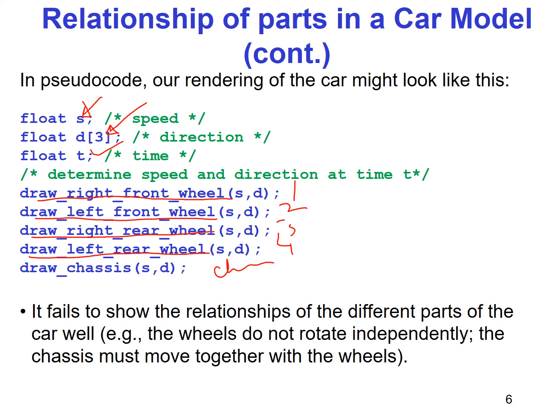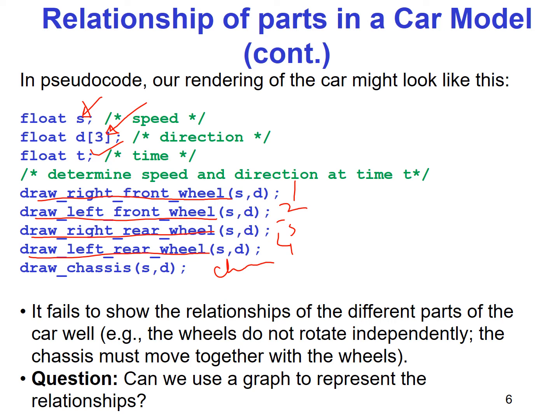Now this pseudocode fails to show the relationships of the different parts of the car. For example, the wheels do not rotate independently, and the chassis must move together with the wheels at the speed that is determined by the rotation of the wheels of the car. The question is, can we use a graph to represent the relationships?